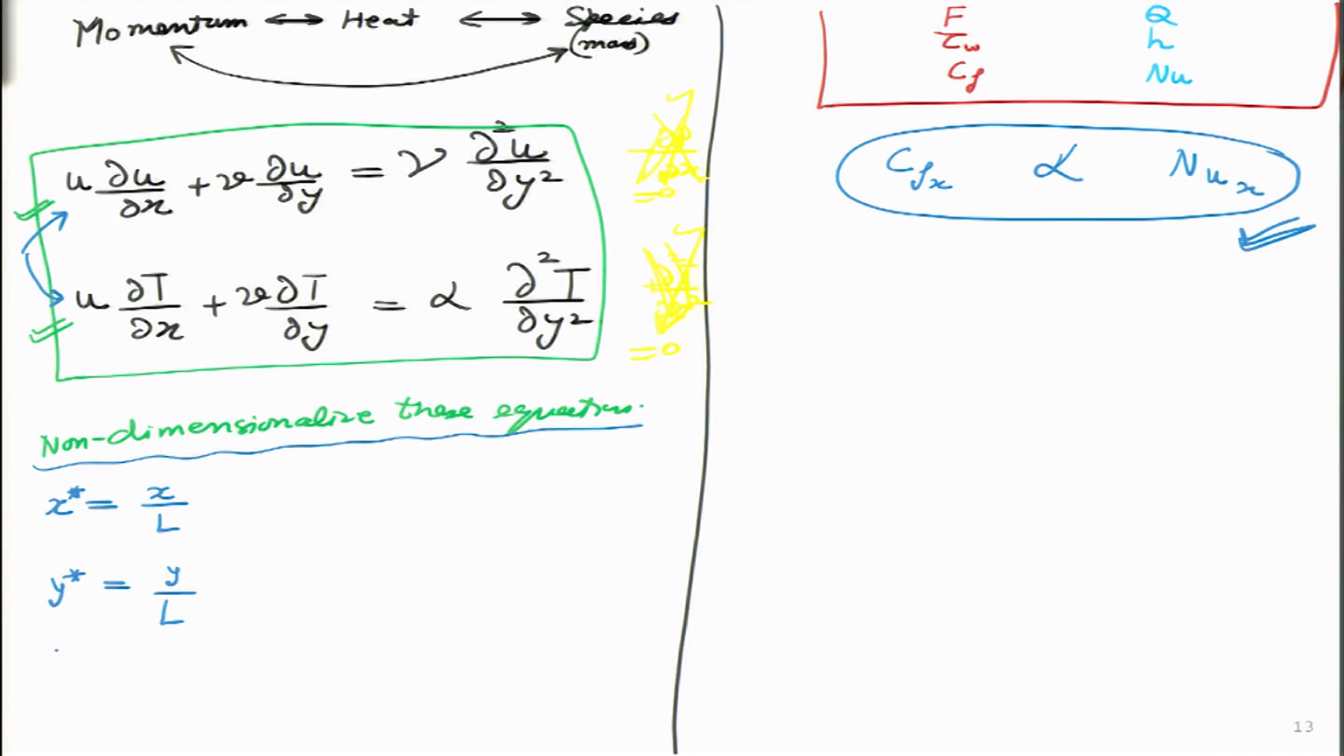Now, I will also non-dimensionalize the x direction velocity u with the free stream velocity capital V, and similarly I will non-dimensionalize the velocity in the y direction, which was v earlier, with v star, which is I will just divide by the free stream velocity.